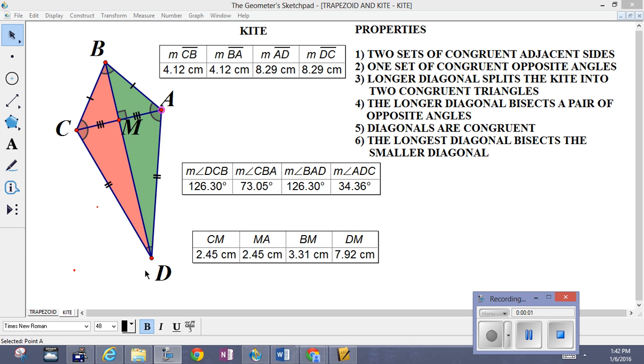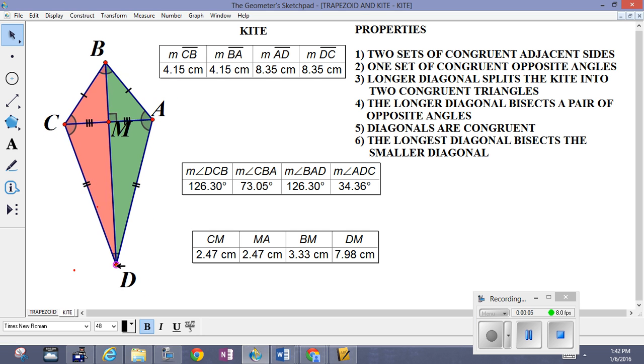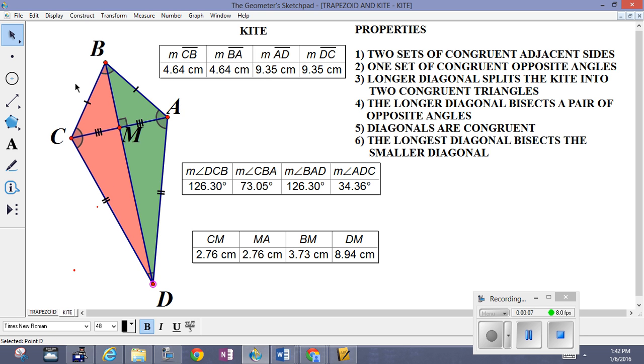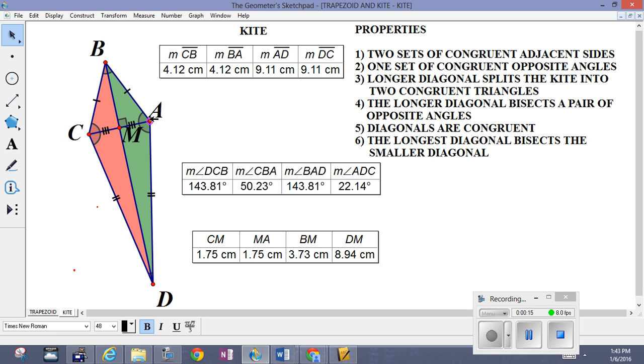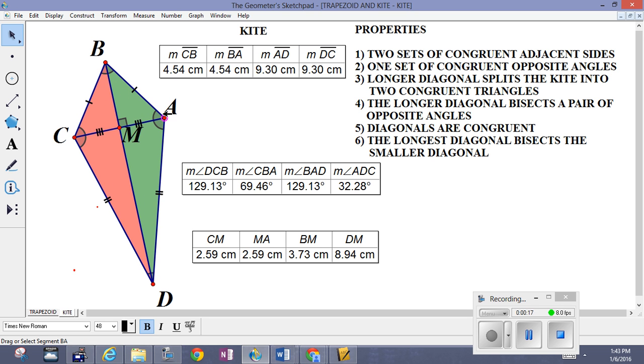Now we're looking at the properties of the kite. Here was our kite, which we manipulated. We measured all the sides, and we found, to no surprise, that there were two sets of congruent adjacent sides. That is by definition the property that we know belongs to a kite.